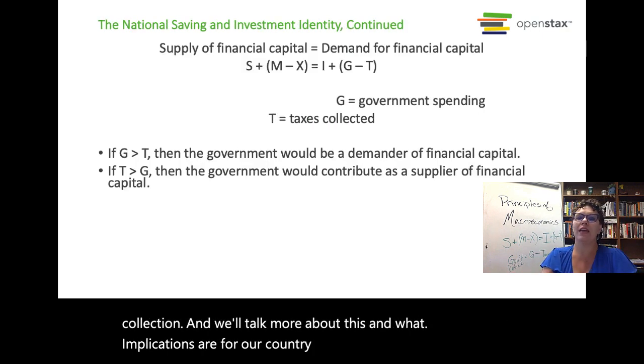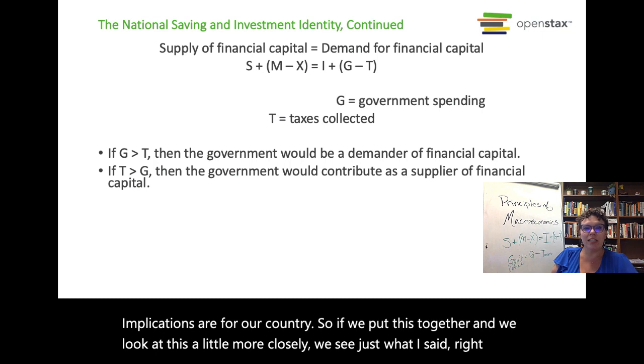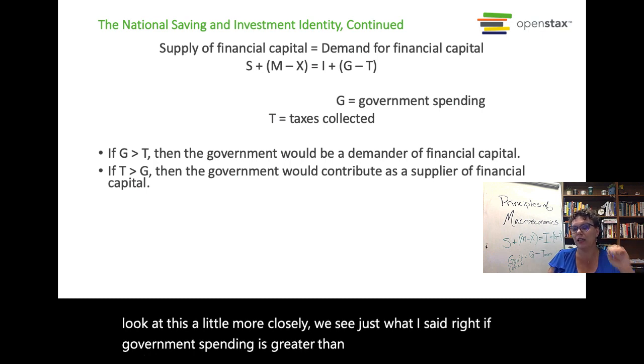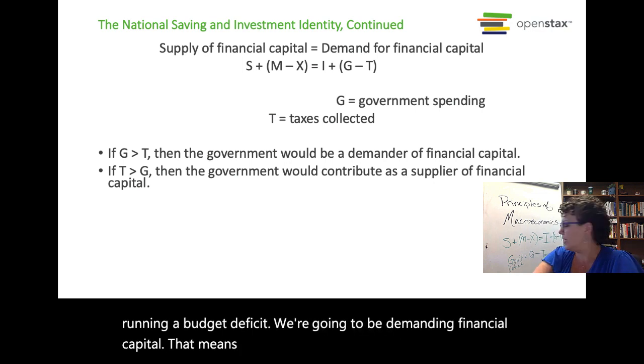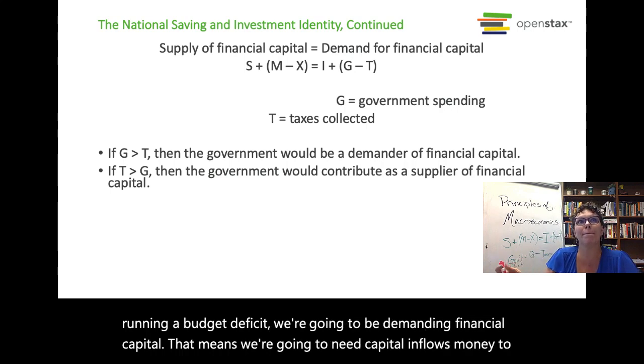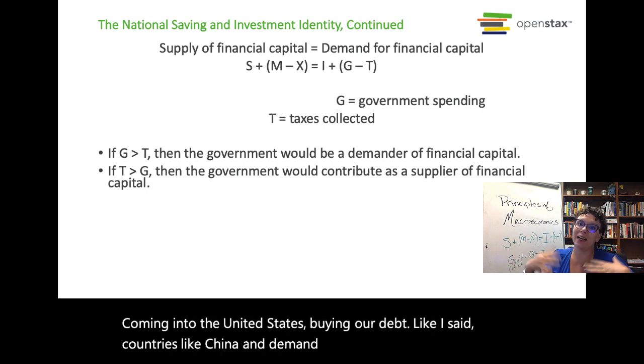So if we put this together and we look at this a little more closely, we see just what I said, right? If government spending is greater than taxes, then that means we're running a budget deficit. We're going to be demanding financial capital. That means we're going to need capital inflows, money to be coming into the United States, buying our debt. Like I said, countries like China and Japan buying our debt.